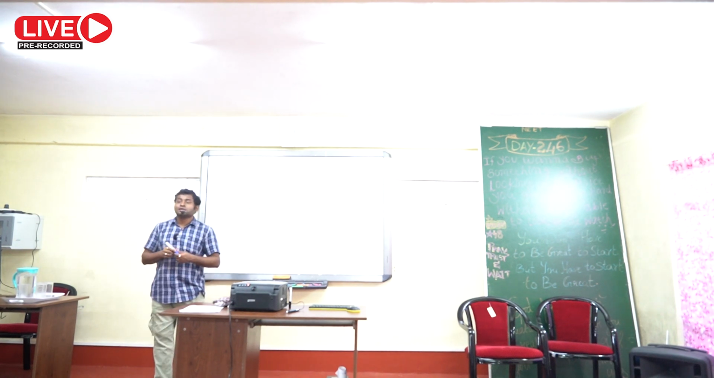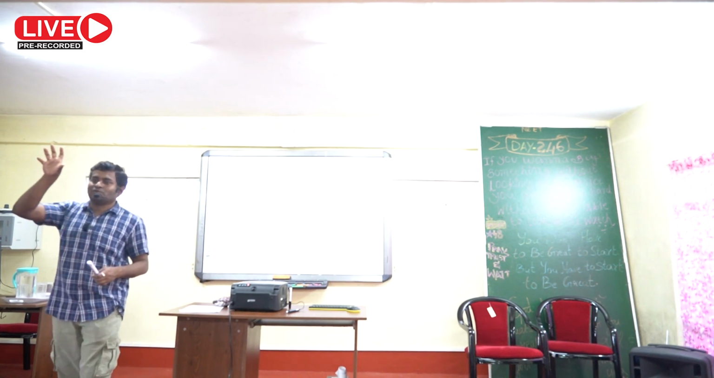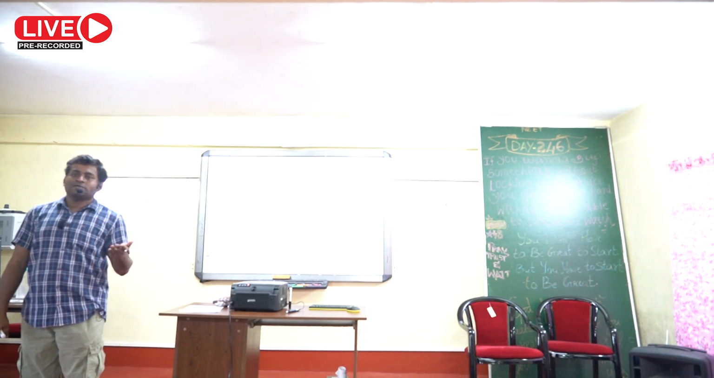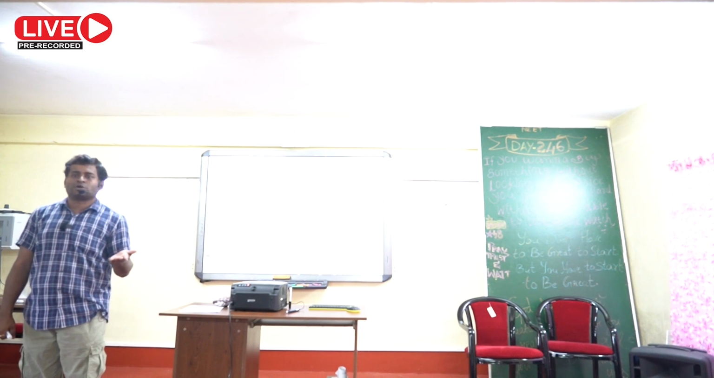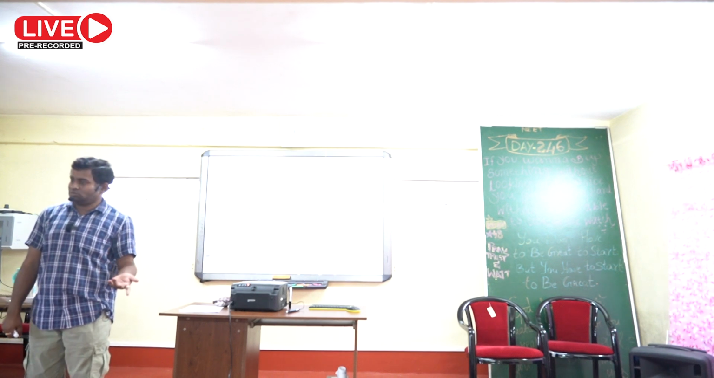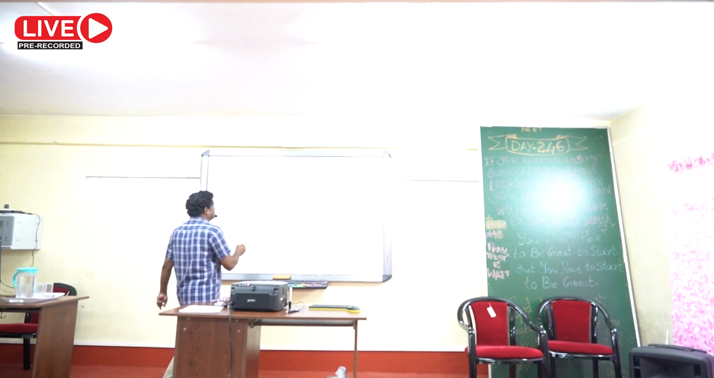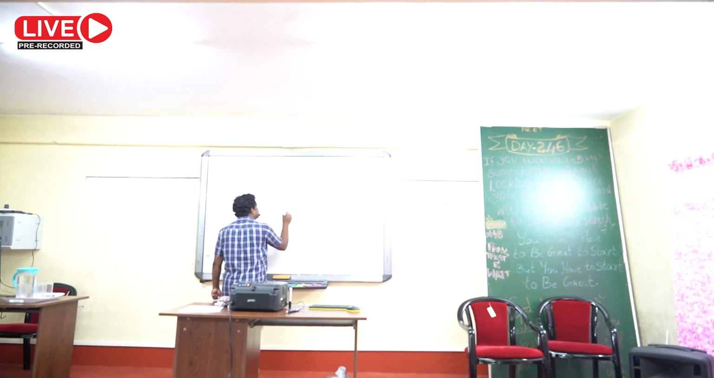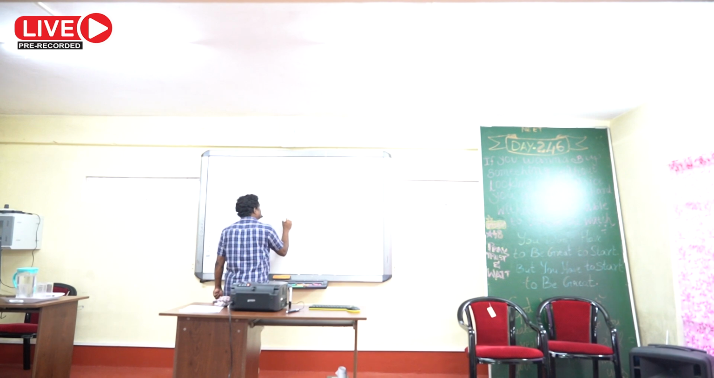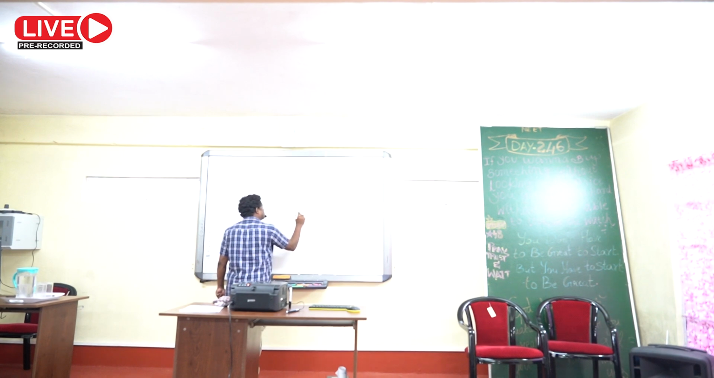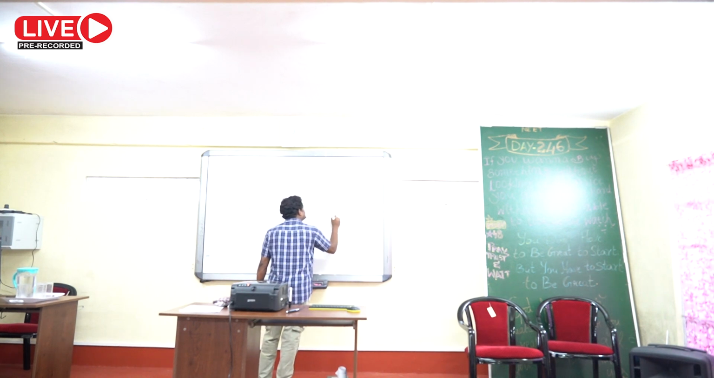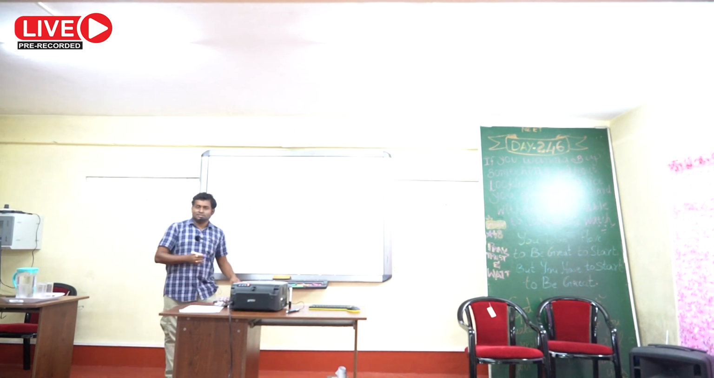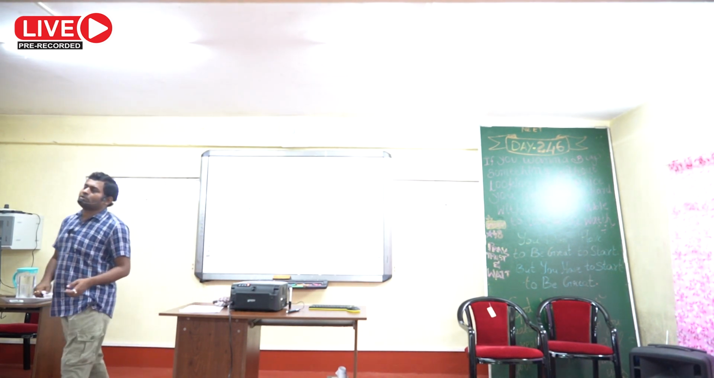What is v cross v? 0. Why? v and another v, the angle between them is 0 degrees. Sin 0 will come in the cross product, so it will become 0. So what we will get from this? dL/dt equal to torque. Similar to this relation, dp/dt equal to force. It is called Newton's second law for rotation.